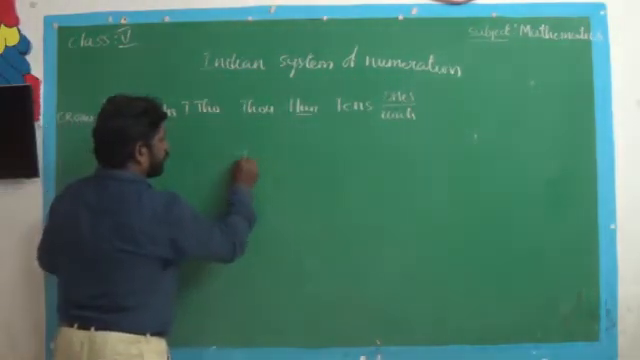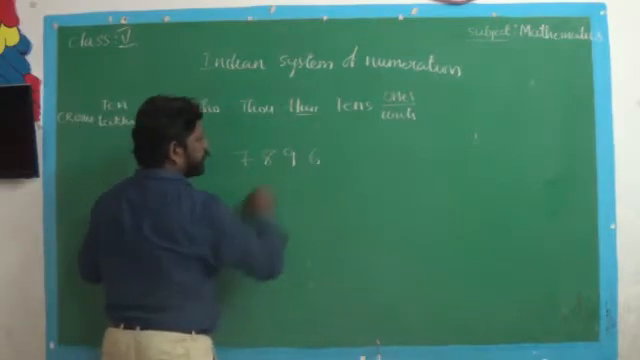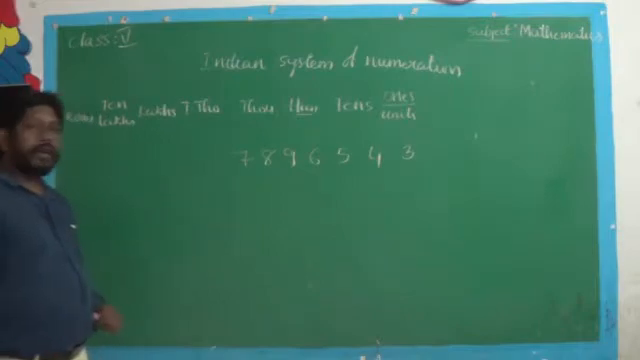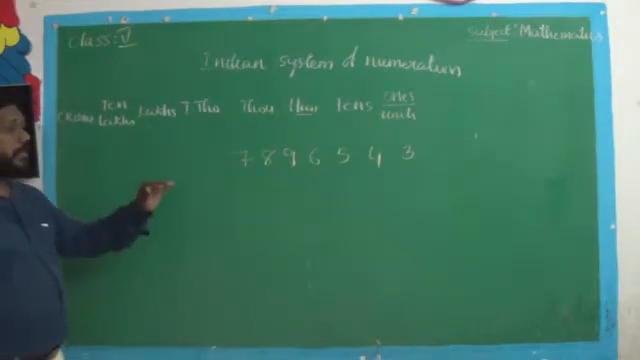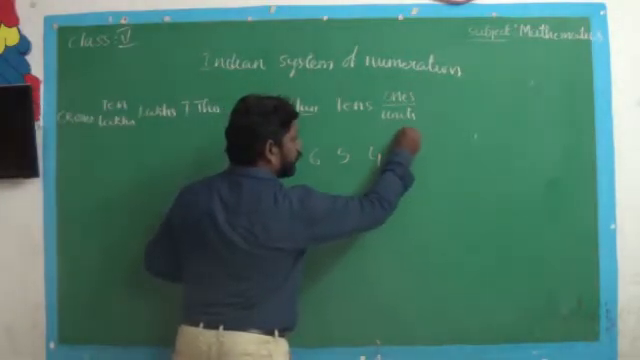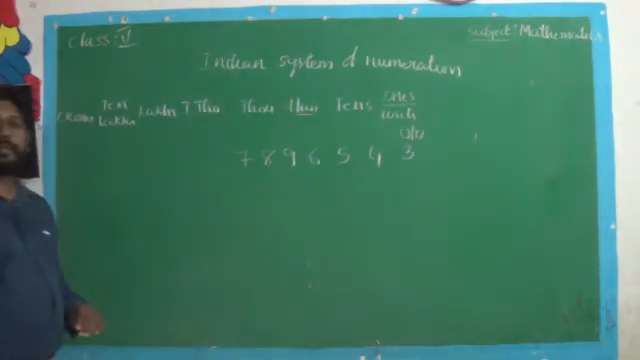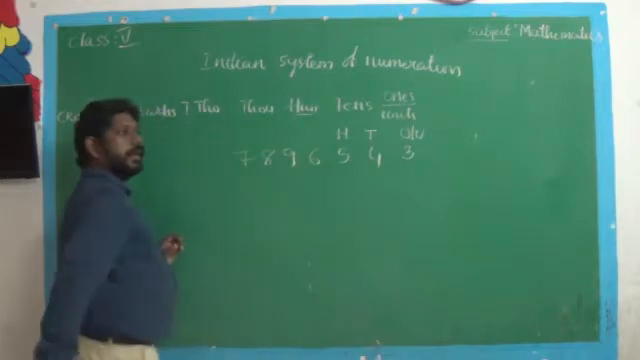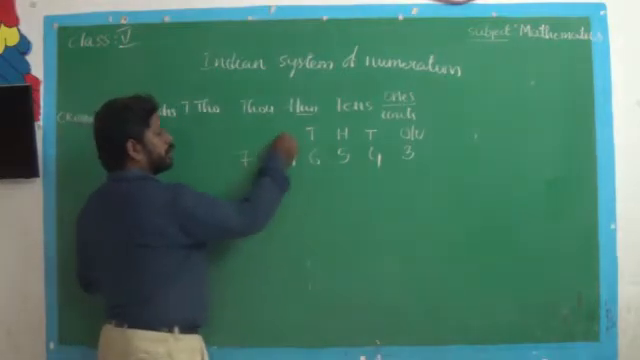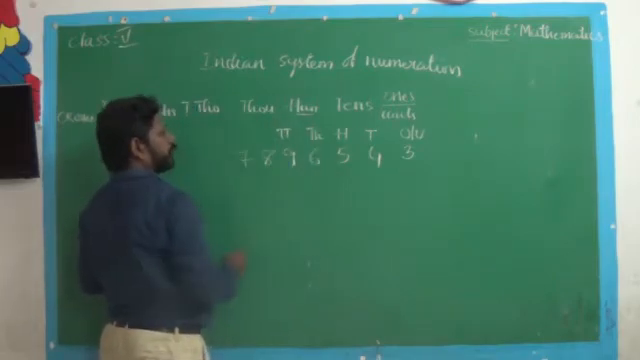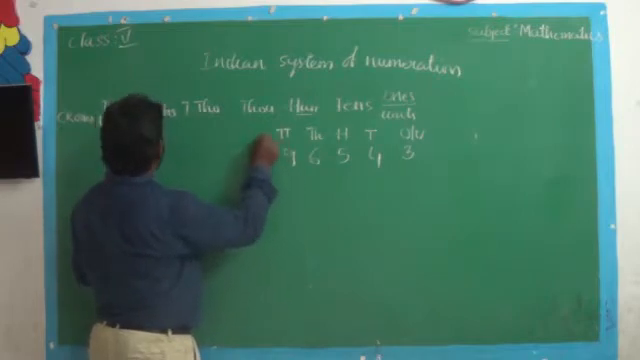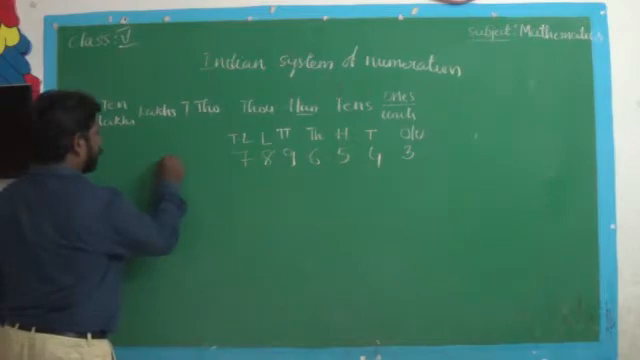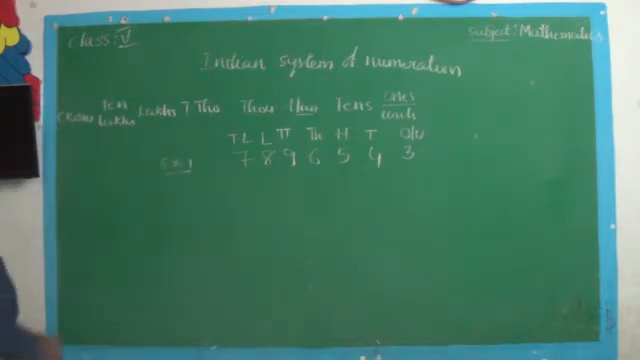Let us take one example: 7, 8, 9, 6, 5, 4, 3. Let us identify the place values of the given number. The place value of 3 is ones or units. Here I am going to represent only abbreviated letters. Place value of 4 is tens, 5 is hundreds, 6 thousands, 9 10,000s, 8 lakhs, 7 10 lakhs. Right, this is example 1. We'll go for example 2.